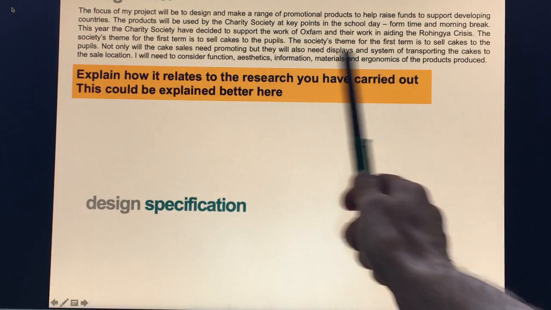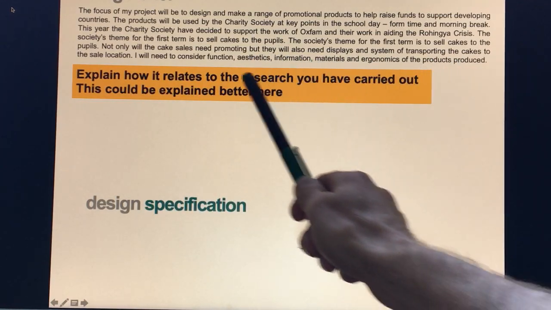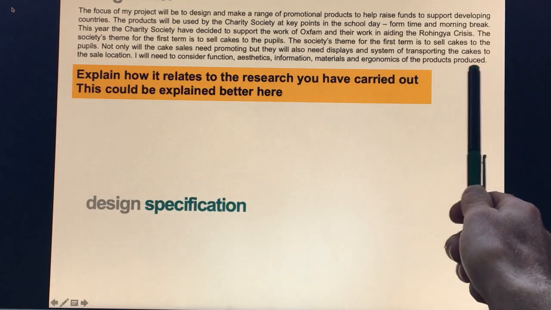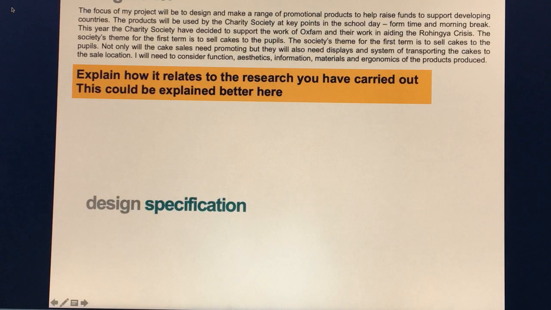This bit could be done better here. This section here, to do with why these things need to be considered, could be explained better. You could link these to the research that you've already done if you were going to put those in. So it needs to be around about this size, but with as much detail as you can. Make sure you include your client. Make sure you include reference to the research that you've already carried out. Okay.